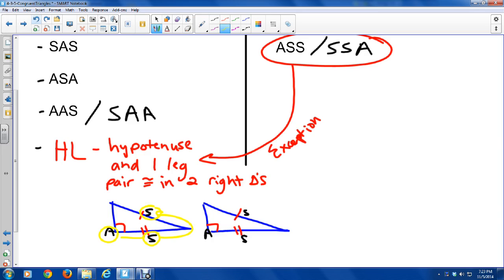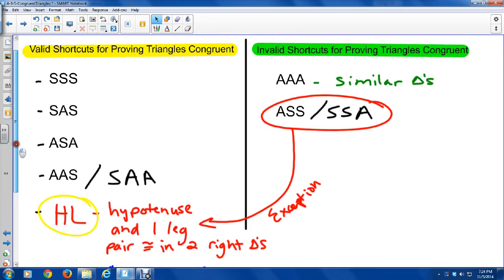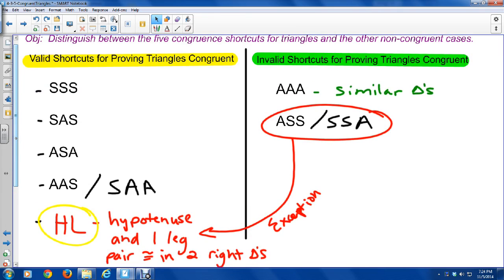It works. Okay, I just wanted to help you out for those of you that kind of got shortchanged on the HL shortcut from class. That is my special case of ASS, and the only time that I can guarantee I end up with congruent triangles. So rather than make things confusing and call it ASS, we call it HL since it's specific to working with right triangles.